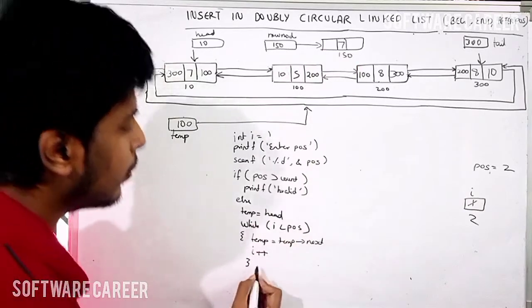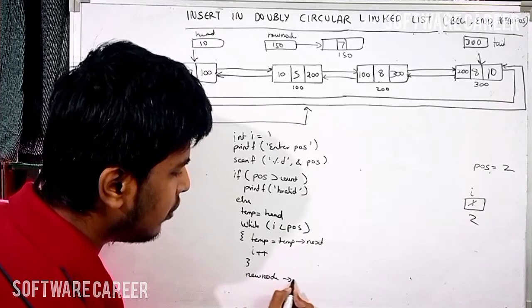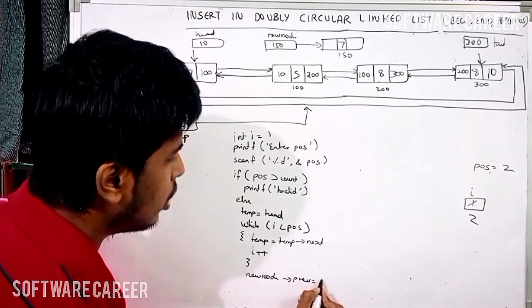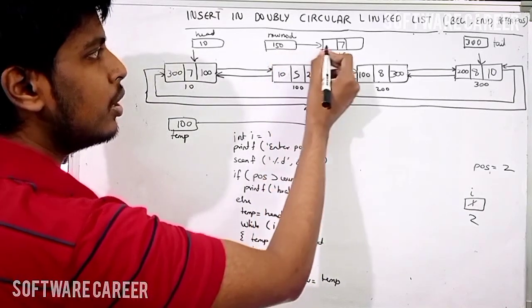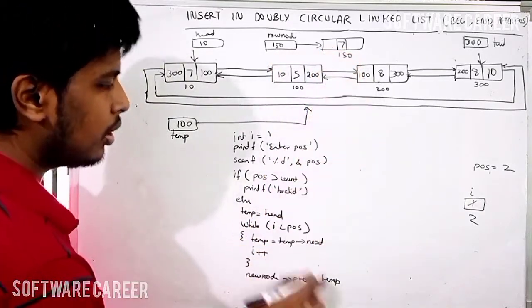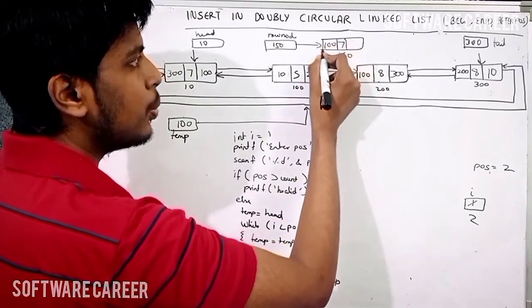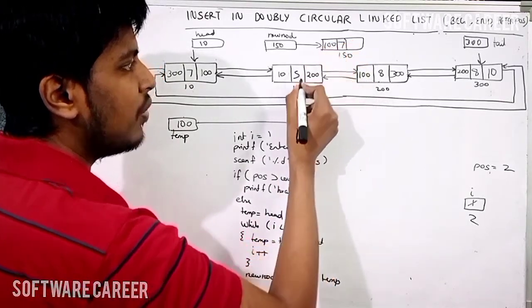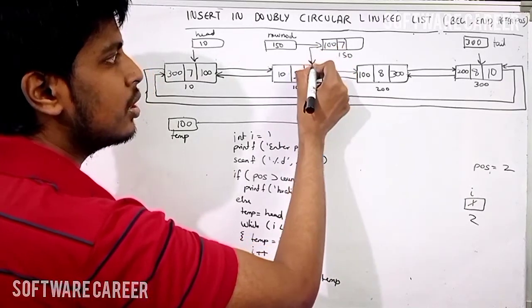So I am writing: new node previous equals temp. Now new node is 150, and 150 previous is this pointer. In this pointer I am storing the temp address, that is 100. So this is 100 now. Now this pointer is pointing to a node which has address 100, this node. So it's pointing like this.